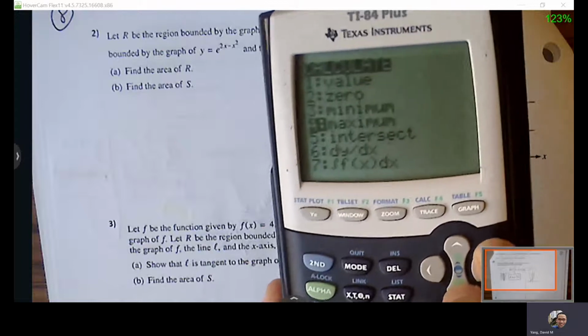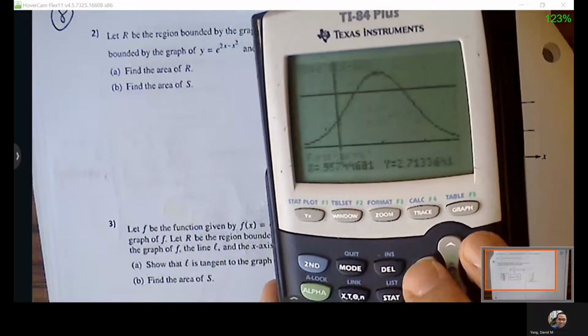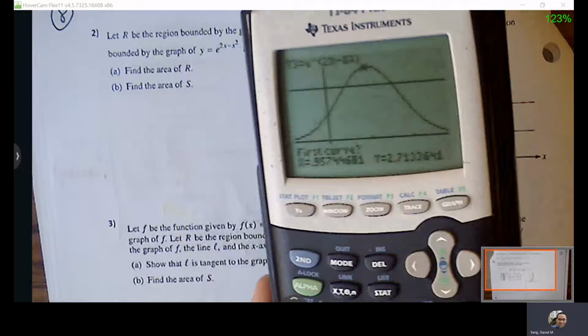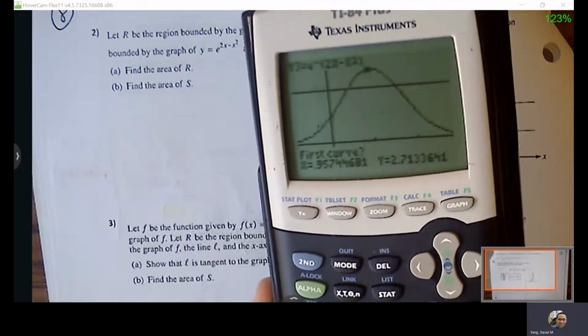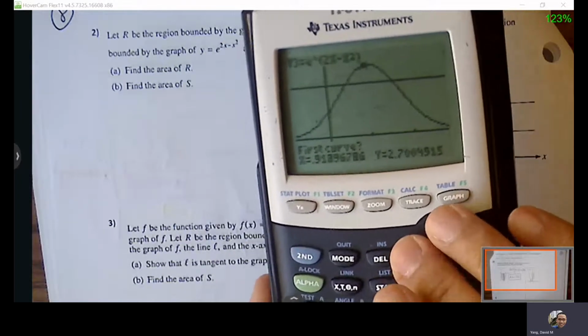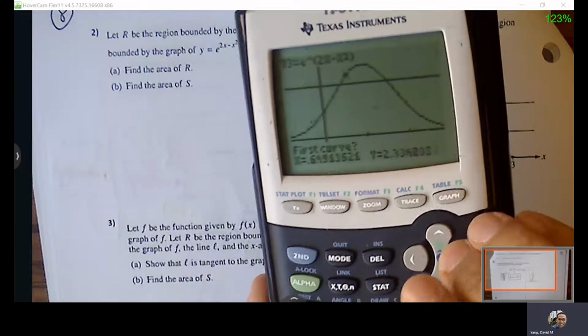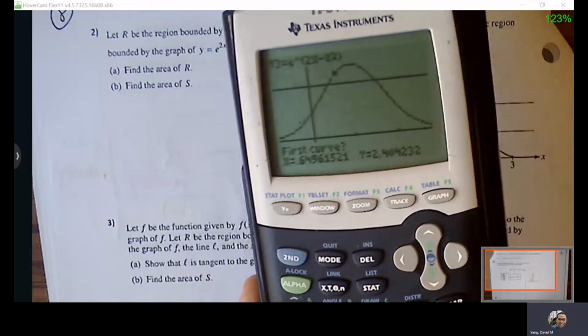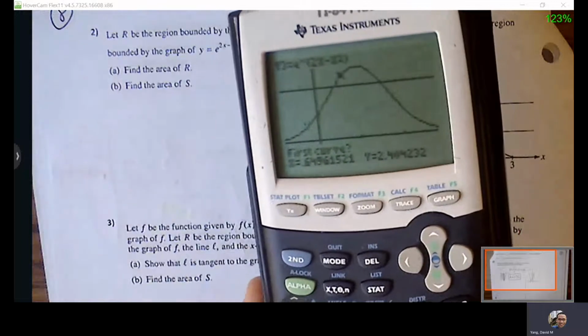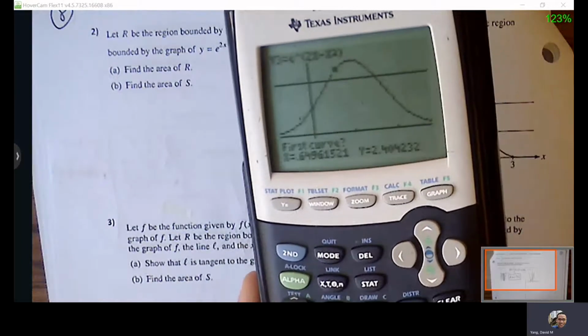Second trace intersect. Now there's two intersections, so you're going to make the calculator look for the one that's closer that you want to target. So you can kind of tell the calculator which one to look for. So basically there's two intersections, but you got to do this twice. Okay, it's not going to find both intersections all at once for you.